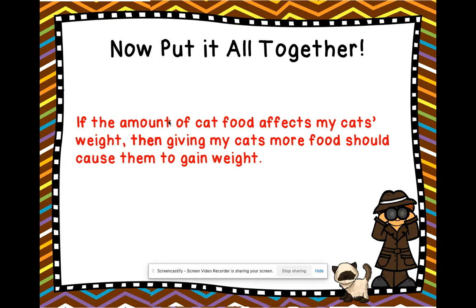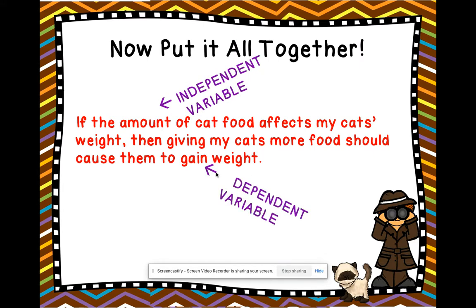And what's the only thing they're changing? The amount of cat food. So, this hypothesis, if the amount of cat food affects my cat's weight, then giving my cats more food should cause them to gain weight. So, after the hypothesis, you are then going to test the experiment and see if you're right or wrong. And these arrows are pointing to what we call in science the independent variable. Okay, the independent variable is what you're counting, the amount of food. I'm sorry, the independent variable is what you're changing, the amount of cat food.